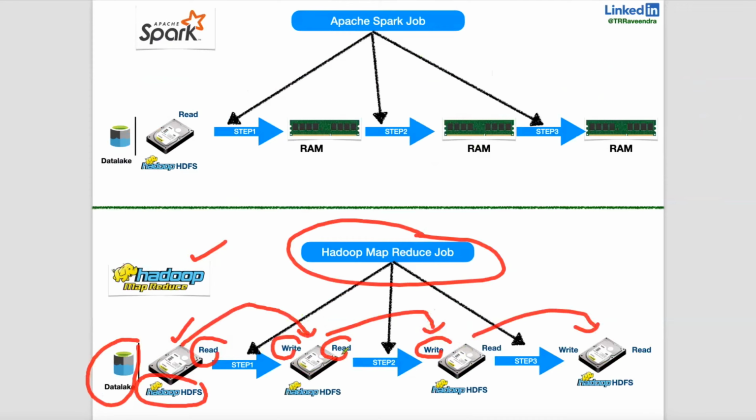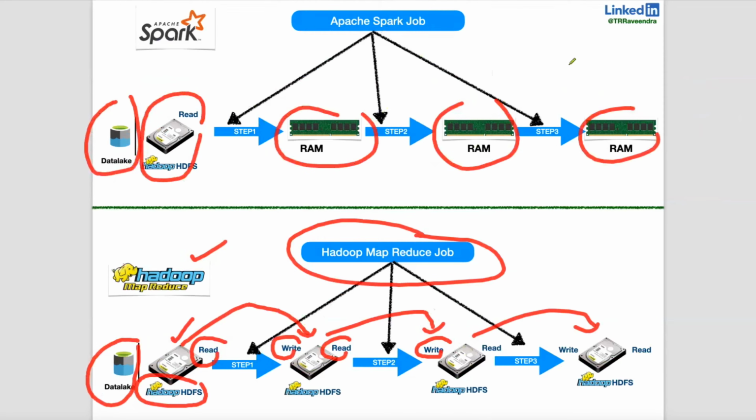Disk is slower than RAM and CPU. Your in-memory is faster than disk and network, right? So when it comes to Spark, it reads from HDFS or any distributed file system or data lake, but processing happens in-memory, in RAM. How much faster? In-memory is 10 to 100 times faster than disk and network. This is one of the primary reasons Spark was introduced.